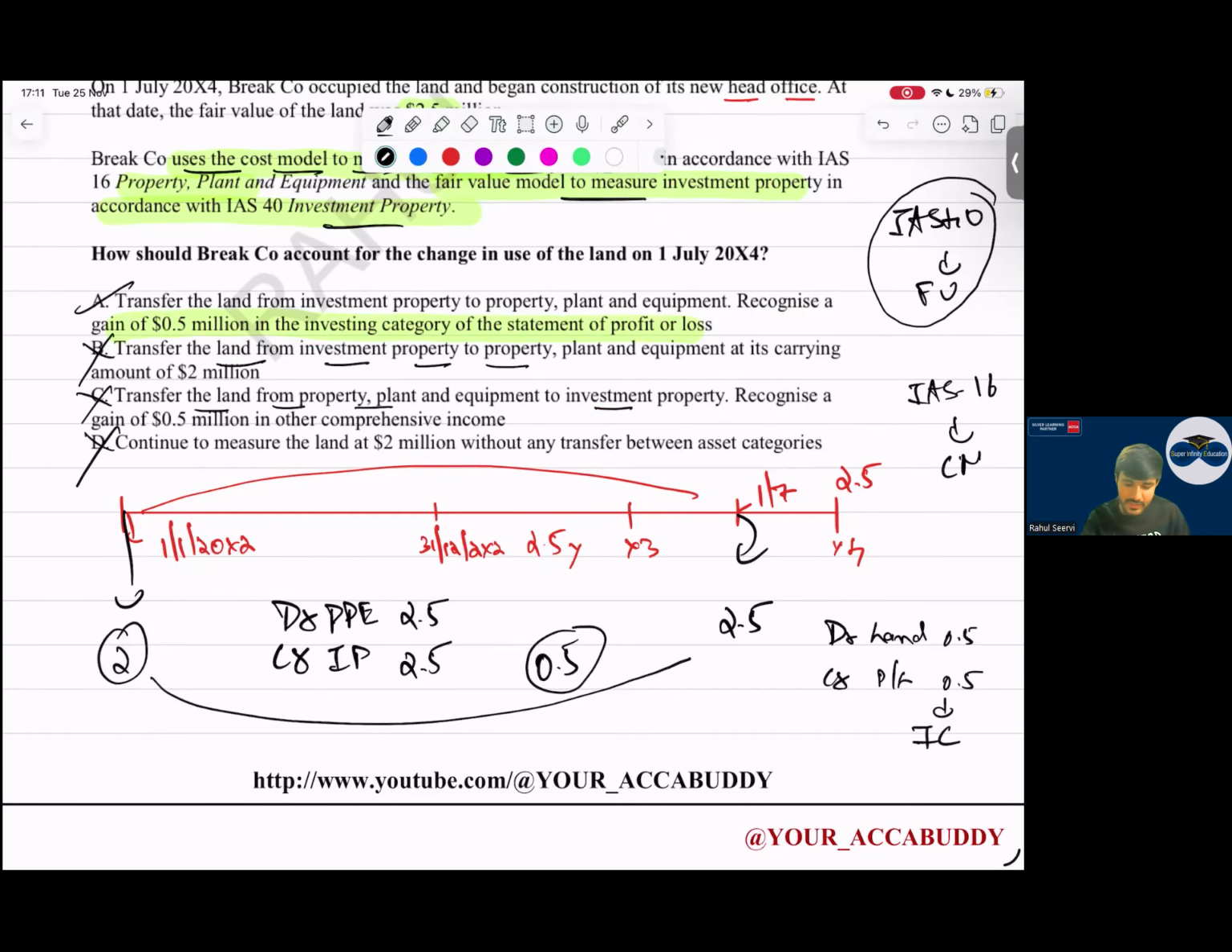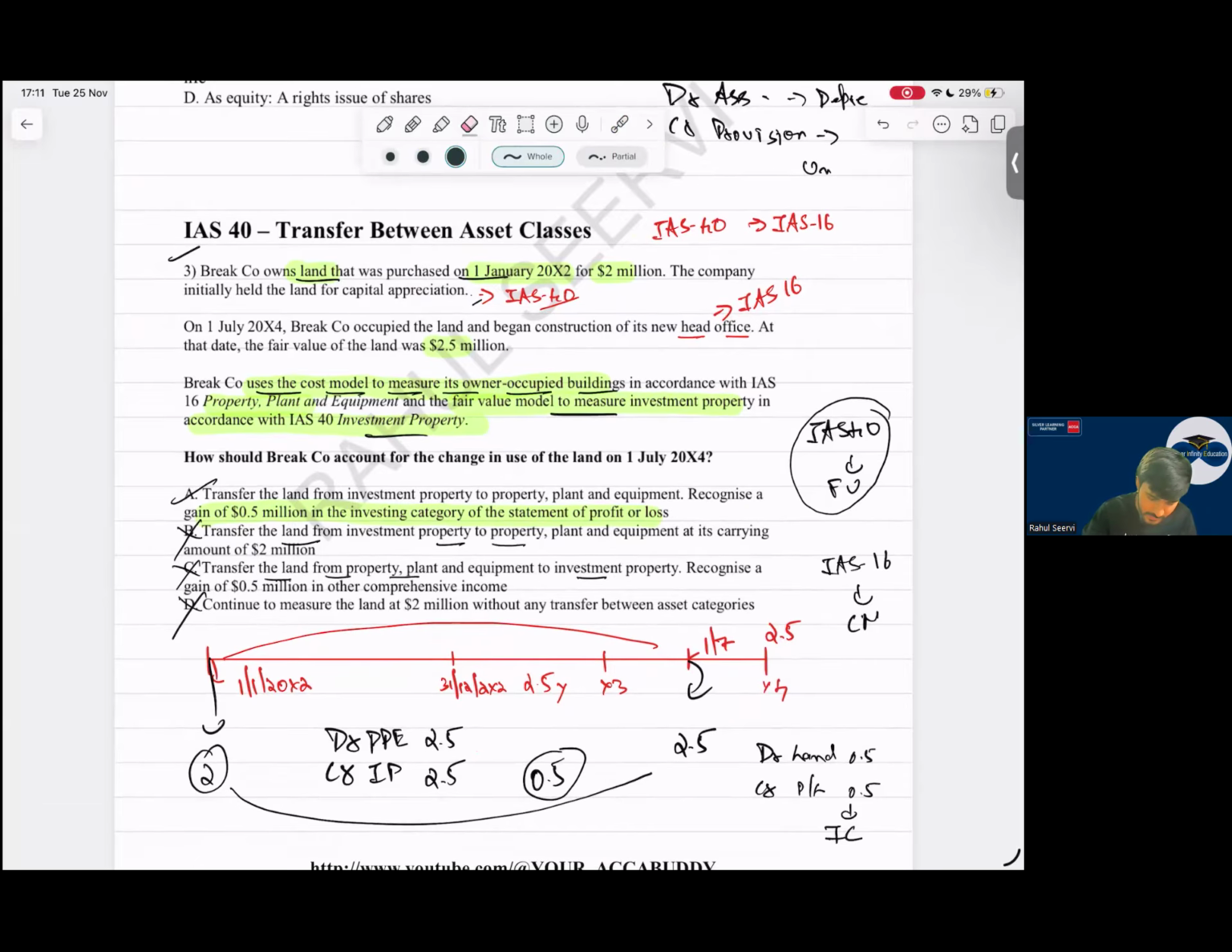A lot of times we have seen that the examiner tests this IAS 40 to IAS 16, IAS 16 to IAS 40, IAS 40 to IAS 2, IAS 2 to IAS 40. So once again, have a reading so that you are good with these rules. Chalo then, the third question is also done, a very simple and straightforward question.